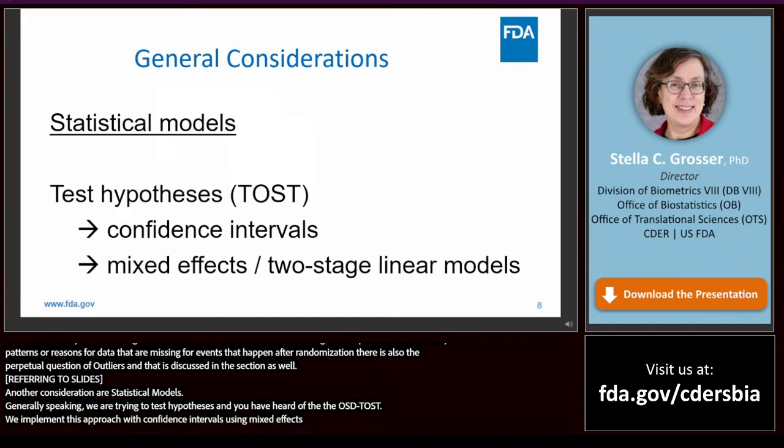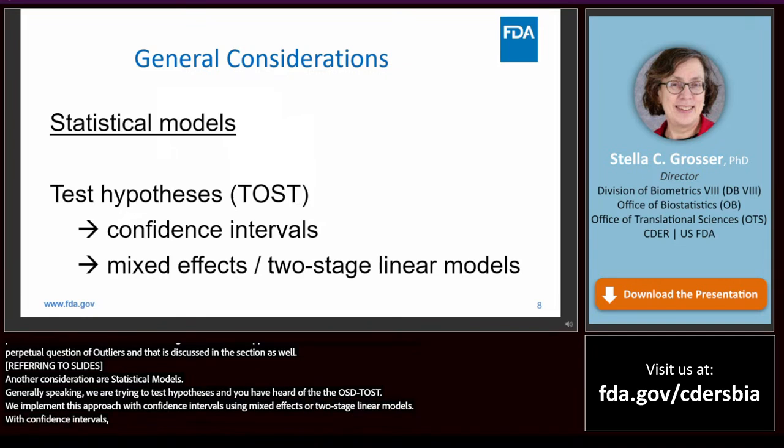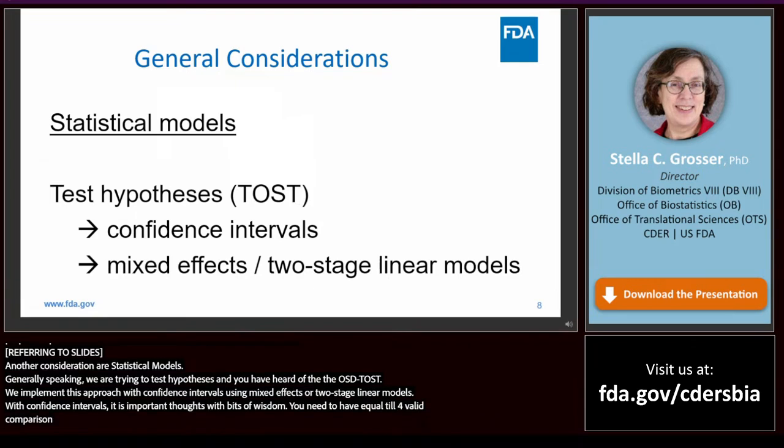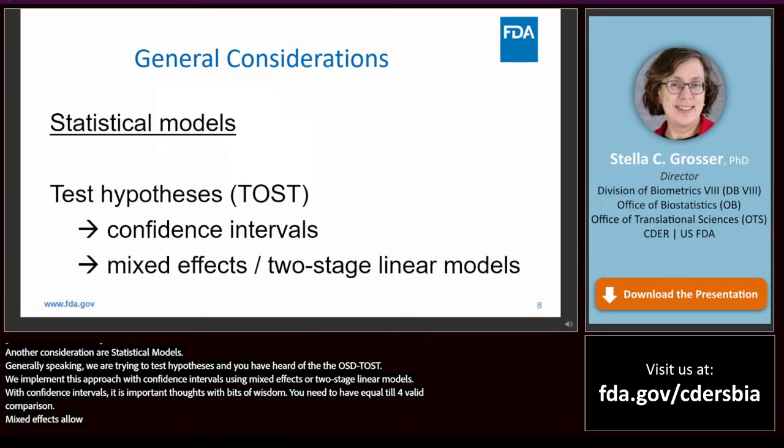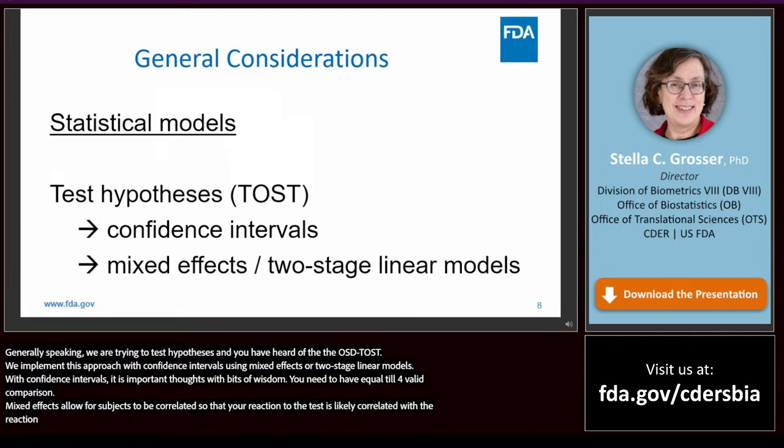Again, with confidence intervals, there are little bits of important thoughts put in, little bits of wisdom. You need to have equal tail confidence intervals for a valid method, for a valid comparison. The mixed effects models allow for subjects to be correlated, so that your reaction to the test is likely correlated with your reaction to the reference drug being considered.